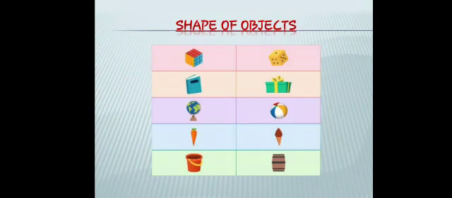Look at these objects. Rubik's cube and dice are cubical in shape. Book and the gift box which you can see in the picture is cuboid in shape. The globe and a ball are spherical in shape. Carrot and ice cream cone are conical in shape, whereas the bucket and drum are cylindrical in shape.